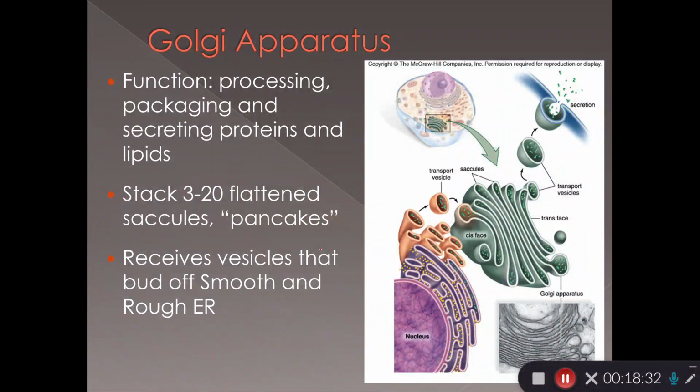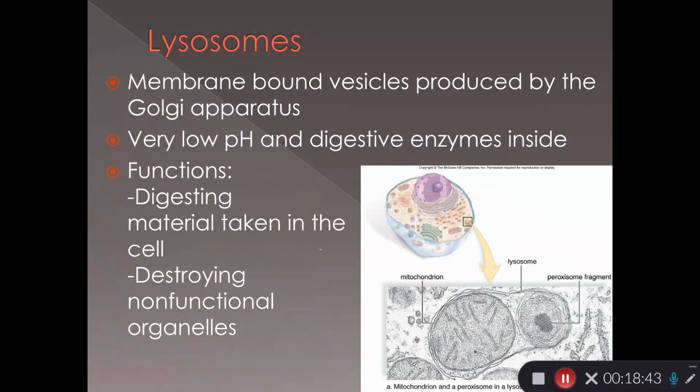The Golgi is where processing, packaging, and secreting proteins occurs. You're going to stick a carbohydrate on the protein and then transport it to the cell or out of the cell. Lysosomes, you're going to remember this because Lysol, it cleans up the cell. Functions in digesting material made in the cell.